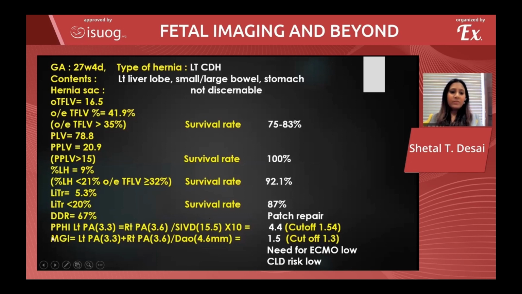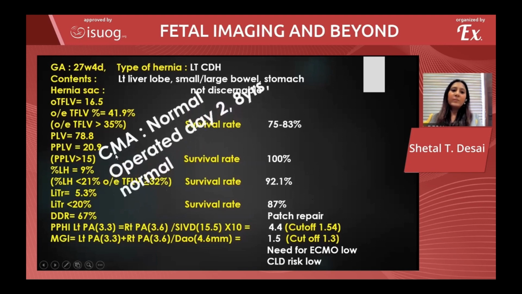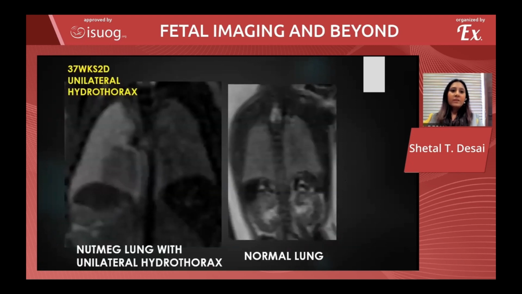We also evaluate the risk of primary pulmonary hypertension, which was low in this case, and the need for ECMO was predicted to be low. The risk of chronic lung disease was predicted to be low. The CMA was normal. The baby was operated on day 2 and is currently doing well at the age of 8 years.